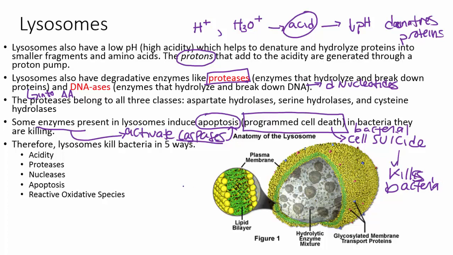Okay? So what we can say now, and this is something I'm very likely to ask you on the test, I particularly like learning about lysosomes, so keep that in mind. Lysosomes kill bacteria in 5 ways: acidity, proteases, nucleases, apoptosis, and reactive oxidative species. If you understand how each of these things is done, you'll be golden for the test. Like I said, this is very likely to be on the test.